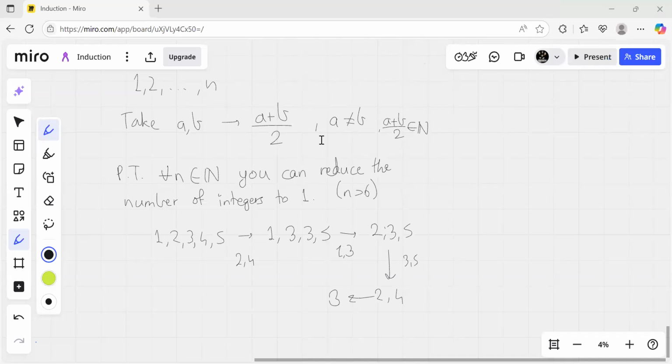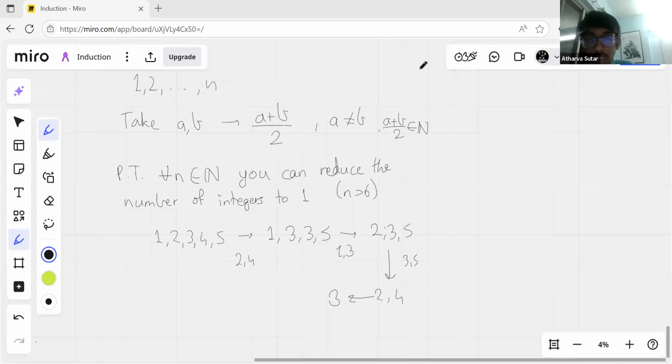The six numbers randomly chosen? No, they're the first n integers. Oh, yes. So we will have two even numbers, we can add them, and when you divide, we'll get an odd number. Once. But you want to reduce the number of integers to 1, right? You want to be able to perform this operation n minus 1 times.